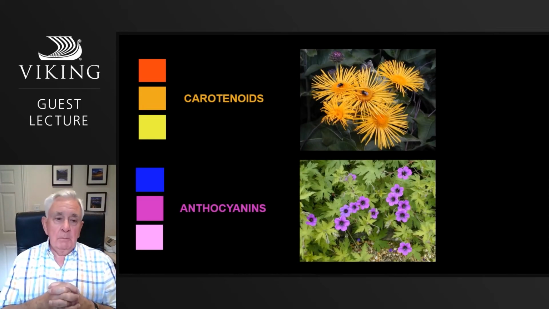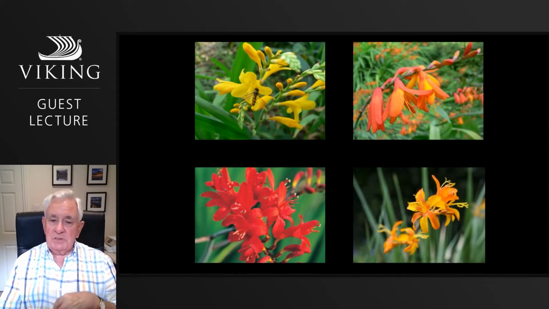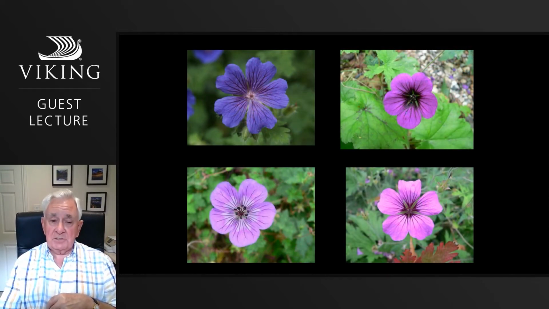There are two major plant pigments that you find. The carotenoids, which tend to be red, orange and yellow, and the anthocyanins, which are blues, purples and pinks. And it is very rare that a particular plant family will have flowers with both colours. So there's an example. These are crocosmias and they have the carotenoids, and there's geranium species and they have the anthocyanins.